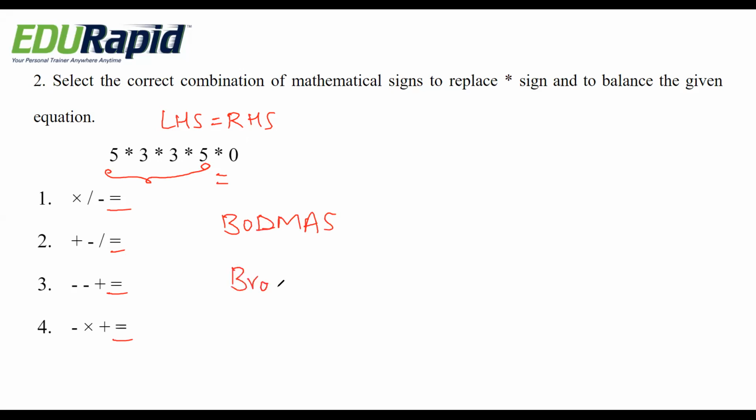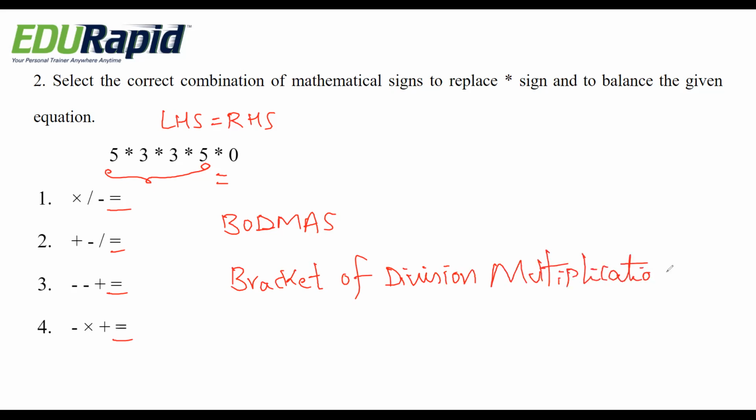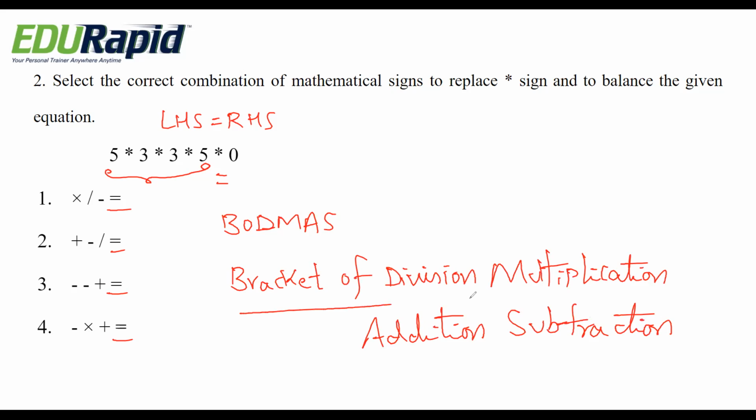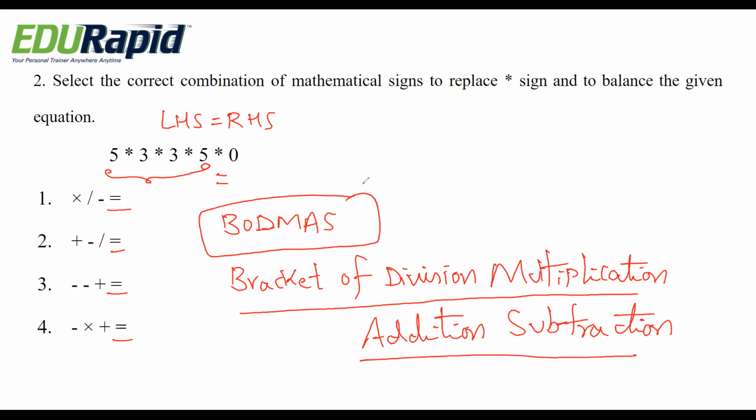BODMAS means bracket of division, multiplication, addition and subtraction. So in this pattern only you have to apply this BODMAS rule. This is very, very important. Please remember. So 5 into 3, let me go with the first option.